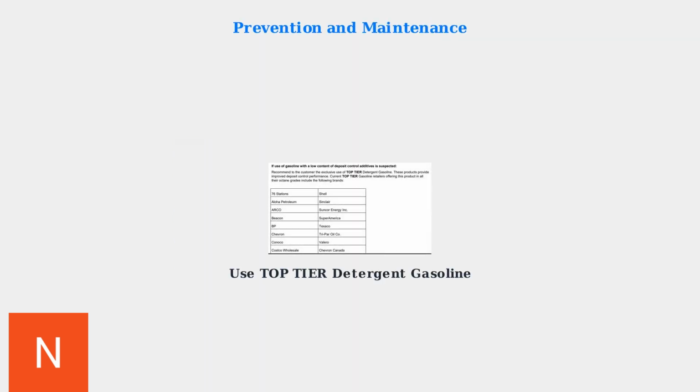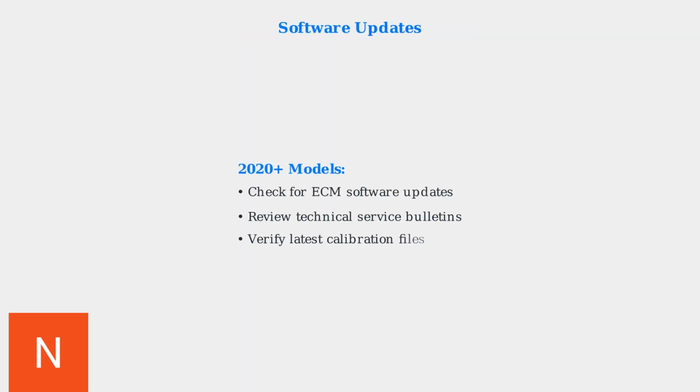Prevention is key to avoiding future P0300 codes. Use top-tier gasoline with detergent additives to help prevent carbon buildup and maintain fuel system cleanliness. Don't forget that some P0300 codes in 2020 and newer models can be resolved through ECM software updates. Always check for available technical service bulletins and software calibrations.